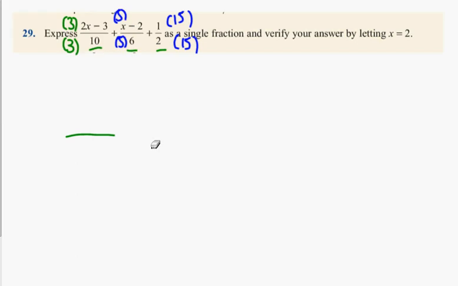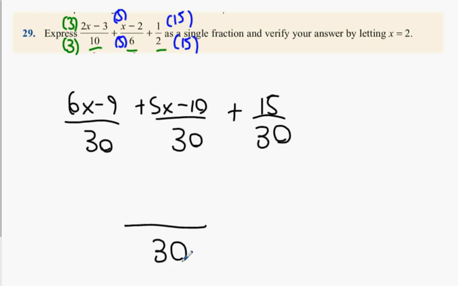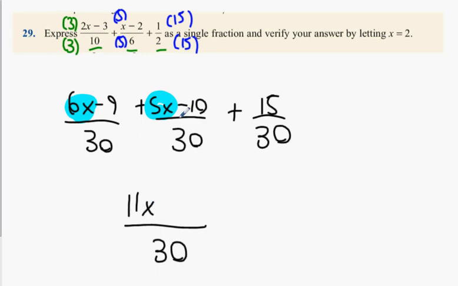Okay, so 3 times 2x minus 3, 6x minus 9 all over 30. After that, guys, 5x minus 10 all over 30. And then the last one, 15 over 30. 30 on the bottom. How many x's do we have? 6x and 5x. Perfect. 15 take away 9, 6. Is that what you got? How many people got that one? 11x plus 6 over 30.